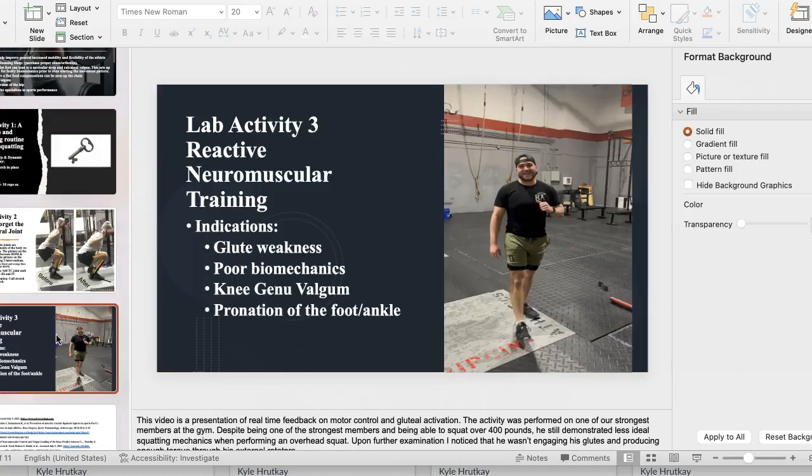Okay, lab activity 3. So we're going to play this video, but due to the recording, we aren't going to play it via recording. We'll play this live. But the lab activity 3, this is going to go over reactive neuromuscular training, commonly referred to as RNT. The indications for RNT: gluteal weakness, poor biomechanics, knee genu valgum, pronation of the foot and ankle.